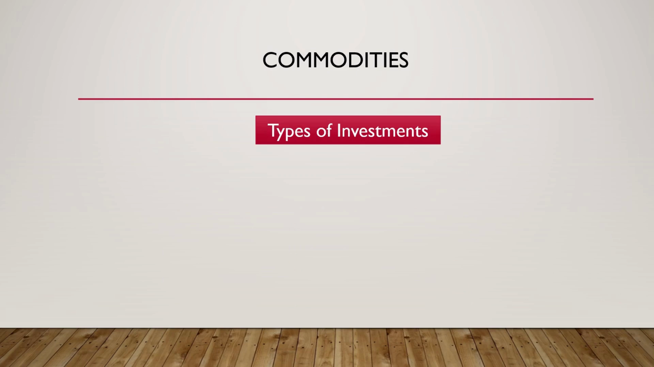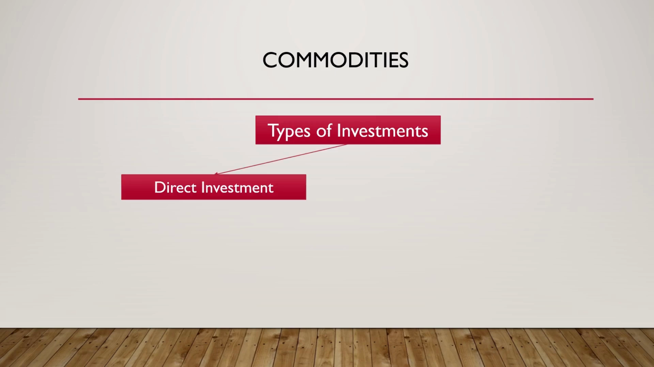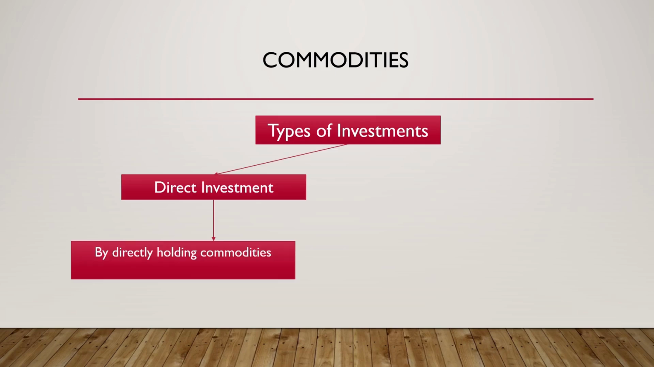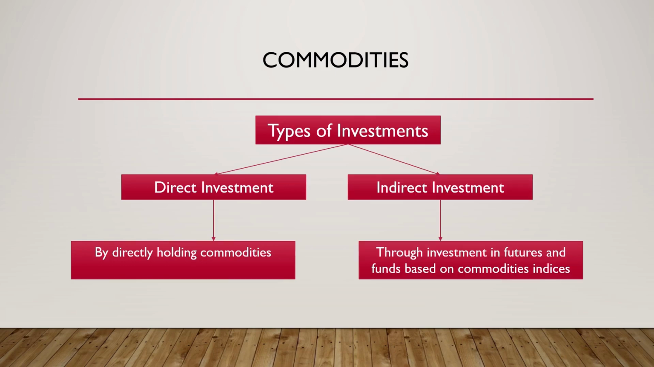Next, we have alternative investments in form of commodities. Commodities have long been a part of investment portfolio of investors across the different groups, but it does not form a major portion of investment. Investment in commodities can be done either directly or indirectly. Direct investments can be done through holding the assets physically, and indirect investments can be done by investing in the commodity-based businesses through the investment in futures and funds based on commodity indices.